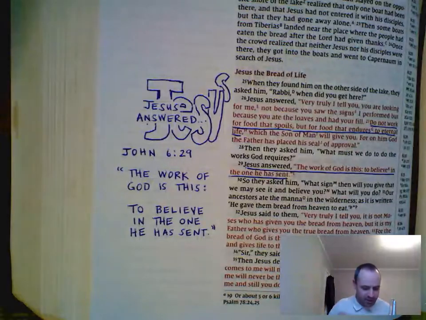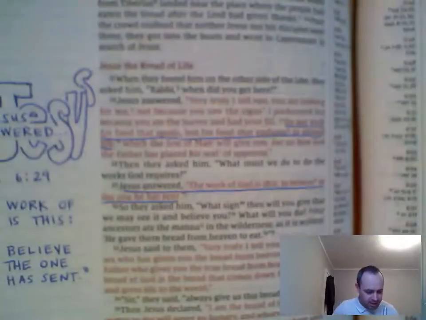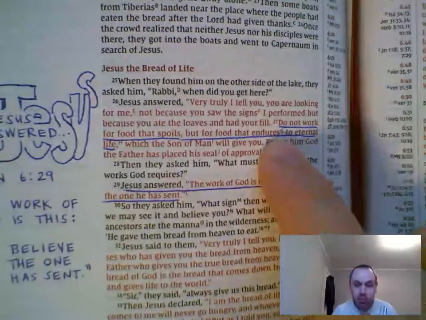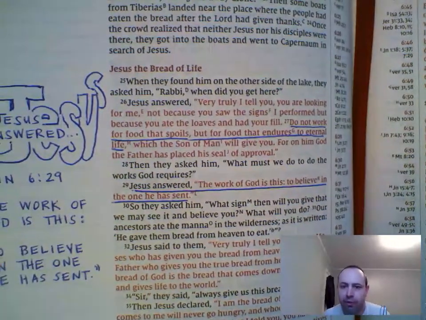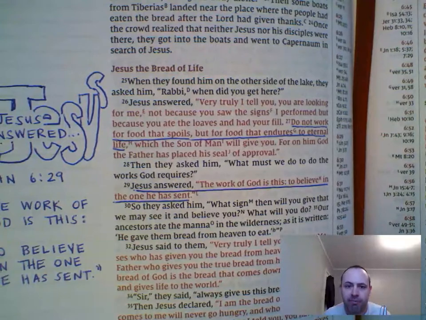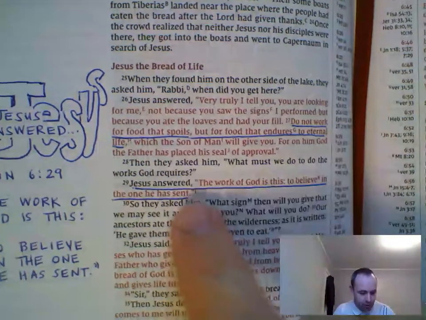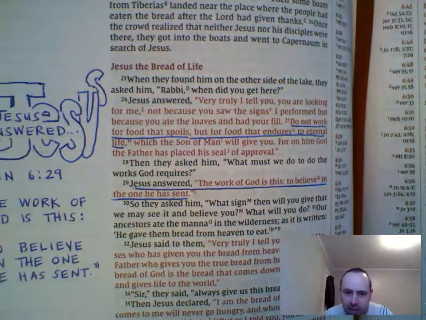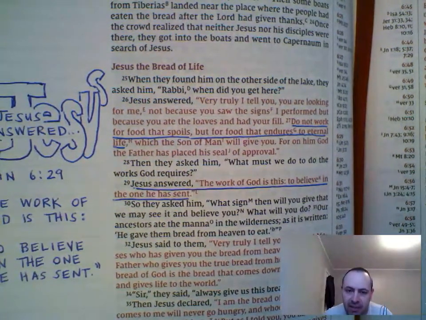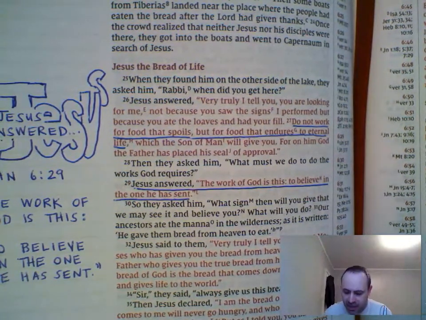A scripture. It says here in John 6:27, "Do not work for food that spoils, but for food that endures to eternal life." And then a little further down, verse 29, Jesus answered, "The work of God is this: to believe in the one he has sent." So I just want to encourage you guys with that today.